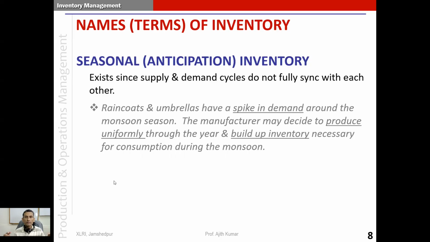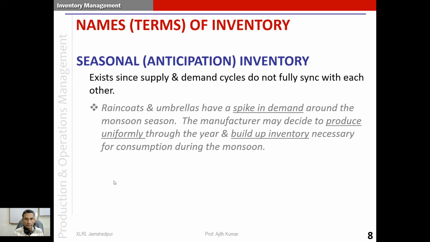Instead, you can have a moderate capacity and divide the production across the year somewhat uniformly. So therefore, inventory builds up. For example, if you were to produce raincoats and umbrellas in the months of January, February, March, they are not going to be sold in the same volume, so inventory will build up. And this kind of inventory which builds up in anticipation of demand at a future point of time is called seasonal or anticipation inventory. So in this example, we saw that the spike is in the demand and not in the production. The production is maintained uniformly.